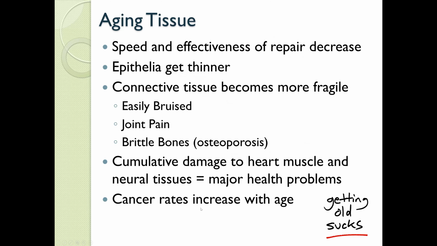Also, cancer rates increase with age. We talked a lot about cancer in chapter 3. Cancer, remember, is your normal cells growing out of control after they've had a certain number of mutations accumulate in the genes that control the cell cycle and cell growth. And so the longer you live, the more chance you have of accumulating those mutations and having cells turn cancerous. So basically, getting old sucks.